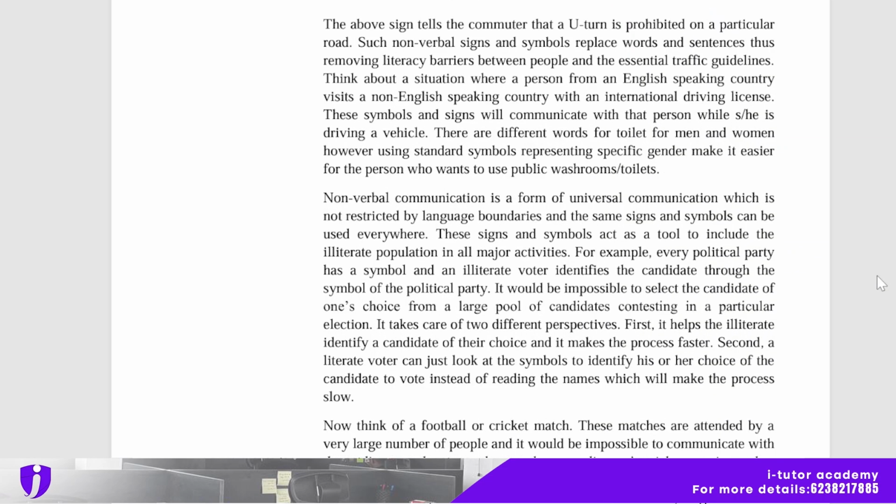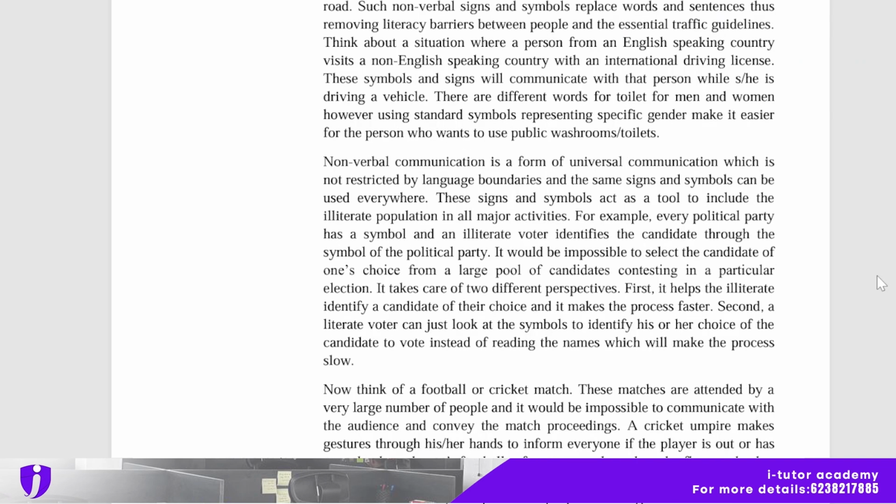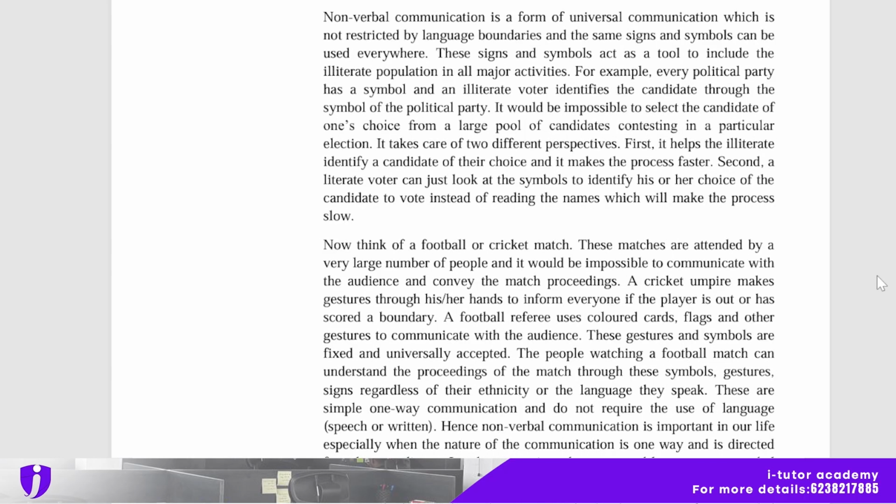These signs and symbols act as a tool to include the illiterate population in all major activities. For example, a political party has a symbol, and an illiterate voter identifies the candidate through the symbol of the political party. So literacy is not a barrier for communication. So that is the basic meaning of sign language.